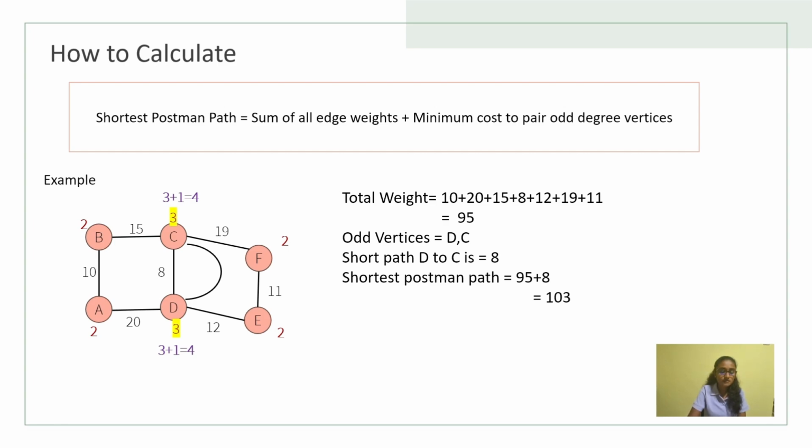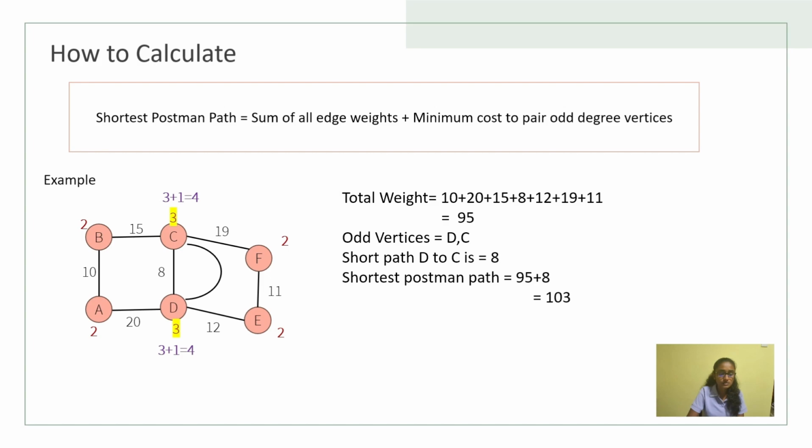Let's understand with a simple example. Here we have a weighted graph and the goal is to find the shortest postman route, meaning the shortest path that covers every edge at least once. First, I calculate the total weight of all edges in the graph, that is 95. This is the minimum distance if every edge could be used exactly once.